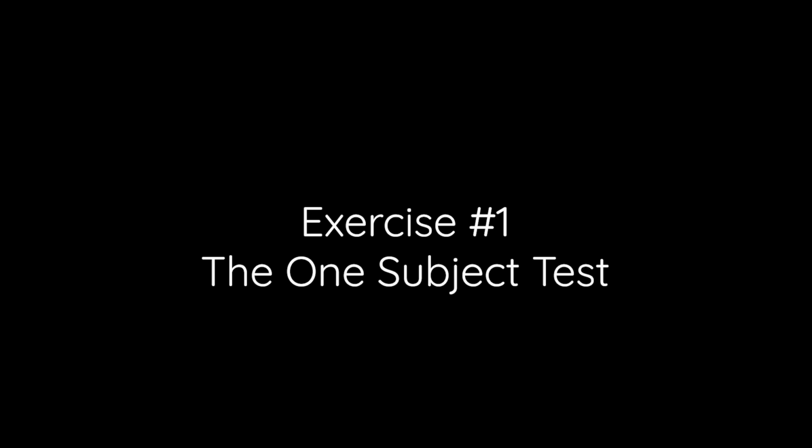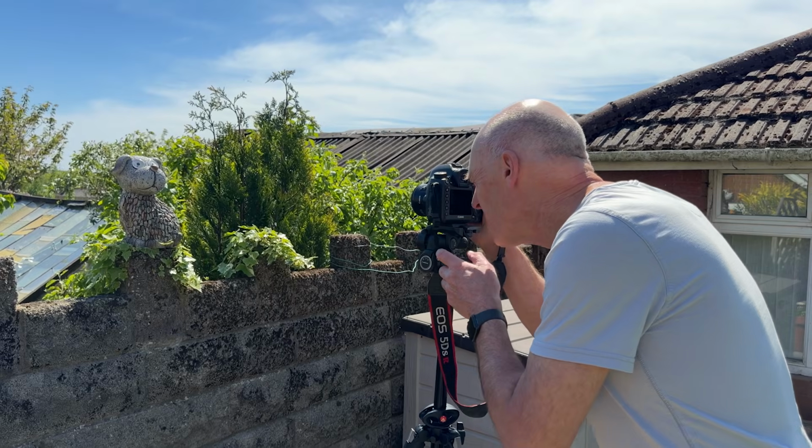Right, let's make this a bit more practical and have a look at these exercises. So how do we do this? Well, first, ideally set up on a tripod if you have one, although you can also handheld if you're really steady. Then find yourself a simple subject, a mug, a plant, or even a person, anything you like really.